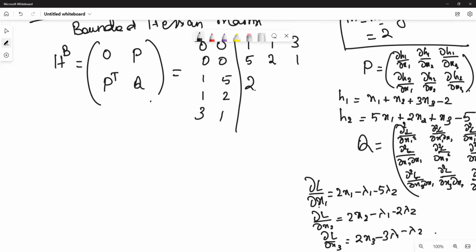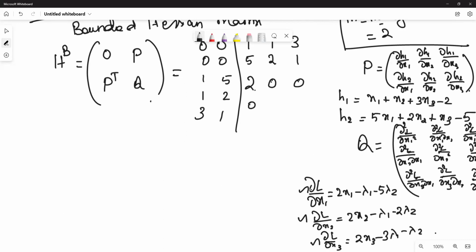∂²L/∂x1² is 2. ∂²L/∂x1∂x2 is, there is no x1 present here, so it is 0. ∂²L/∂x1∂x3 is, with respect to x1, if you differentiate, there is no x1 present here, so 0. ∂²L/∂x2∂x1. Here there is no x2 present, so 0.